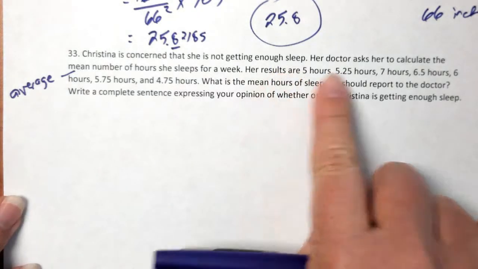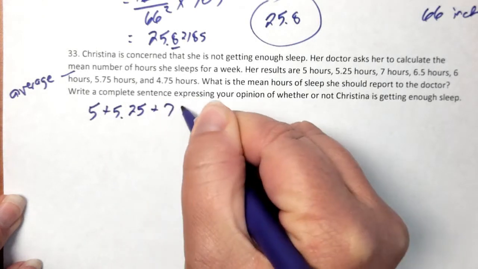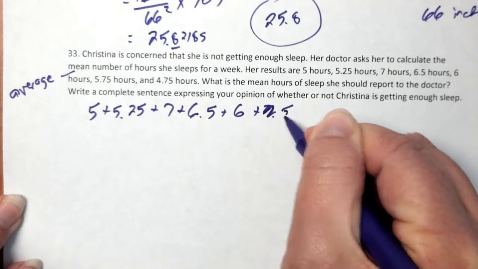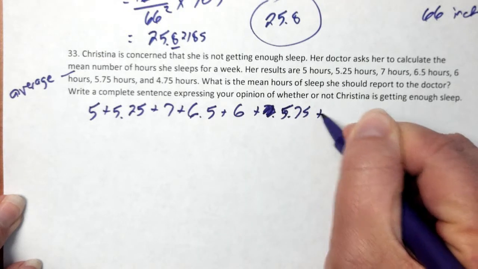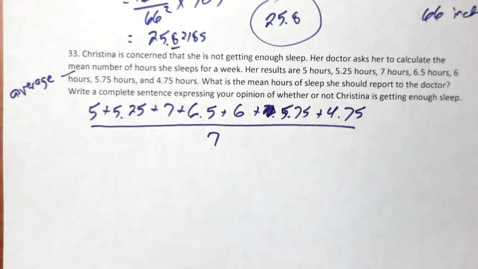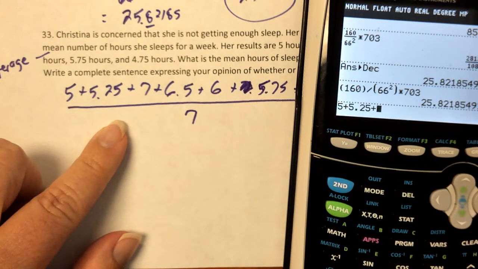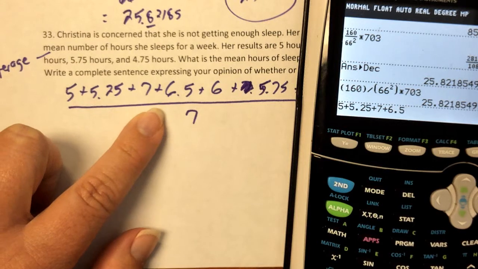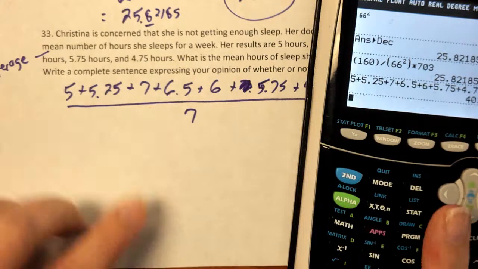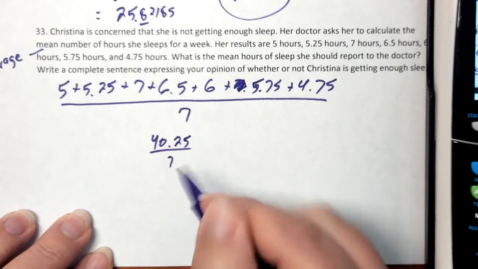So we're going to take the numbers they gave us, the 5 hours, the 5.25, the 7, the 6.5, the 6, the 5.75, and the 4.75, and there were 7 of those numbers. So after we add them up, we'll divide by 7. I would say 5 plus 5.25 plus 7 plus 6.5 plus 6 plus 5.75 plus 4.75, and my total is 40.25. So for the whole week, she slept 40.25 hours, and we divide that by 7.